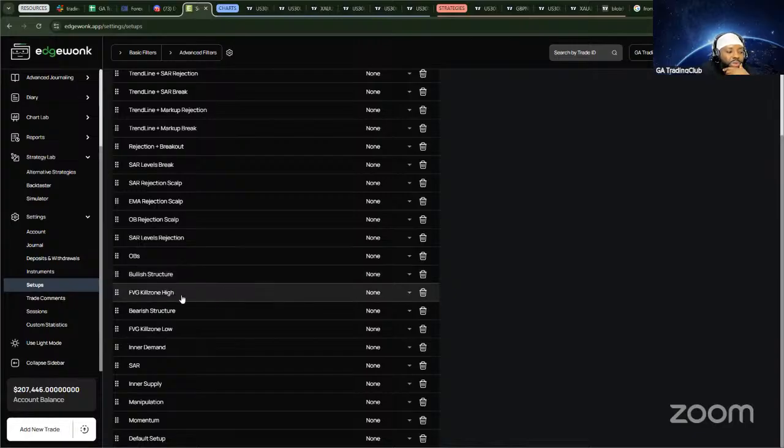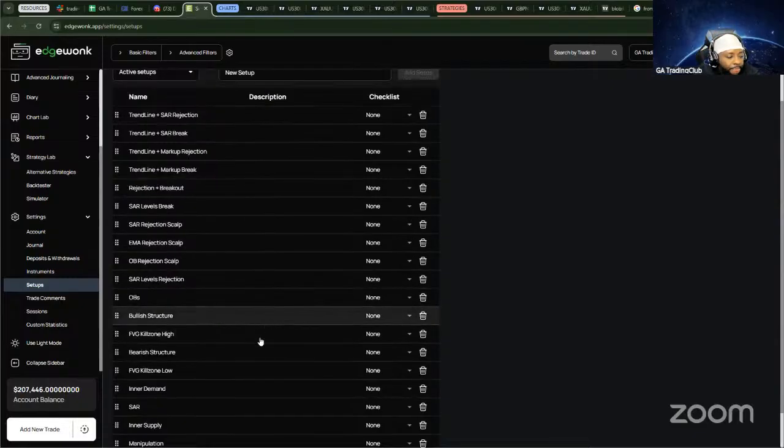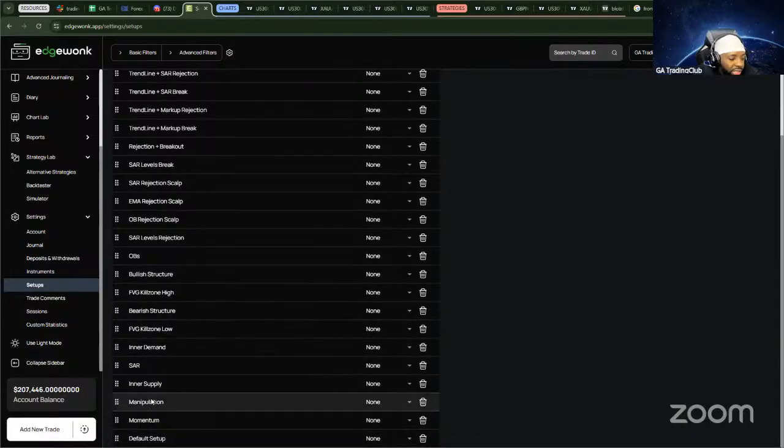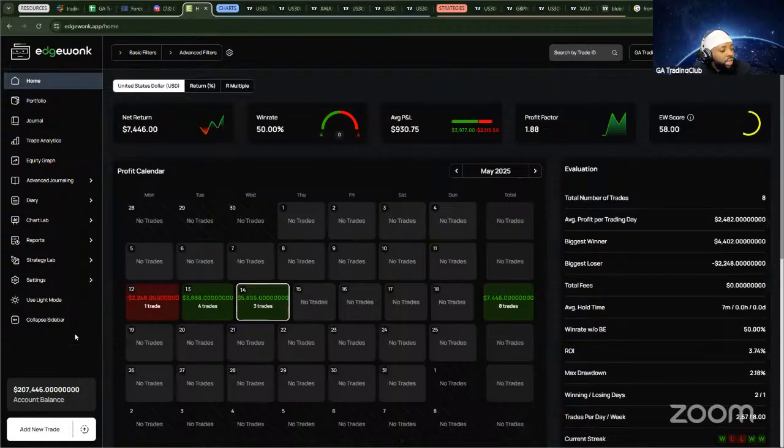Fair value gap kills on high and low. I can't even remember this particular one. I just know it's an ICT strategy. Bearish structure, inner demand. I remember we took this the majority of last year, but the win rate again wasn't as good. The basic SAR. This is the original SAR strategy that came up when I first discovered SARs, but again, it did not have too good of a win rate. So this is why over time I have adjusted the SAR strategy to my own liking, and then manipulation, and then the others. But yes, so far, I think this one is pretty.